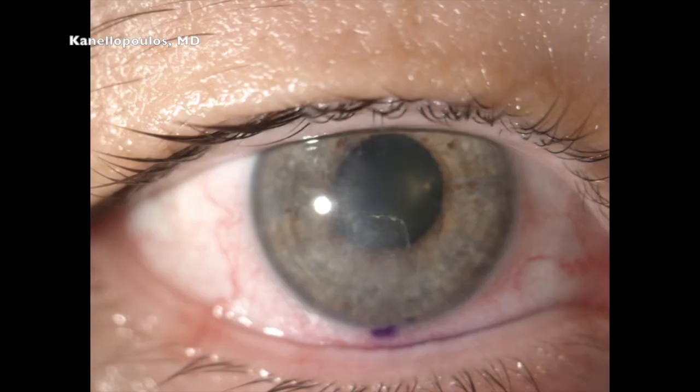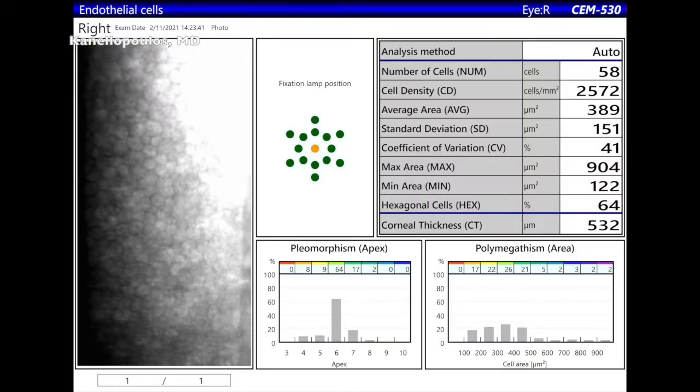So this is the right eye of the case at hand. We can see the inferotemporal significant scarring from the herpetic disease, the cataract itself, and our 6 o'clock mark. The endothelial cell count on this eye was good.